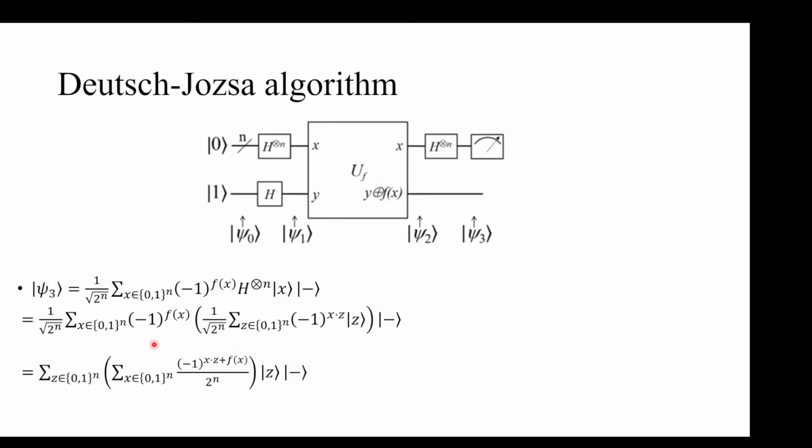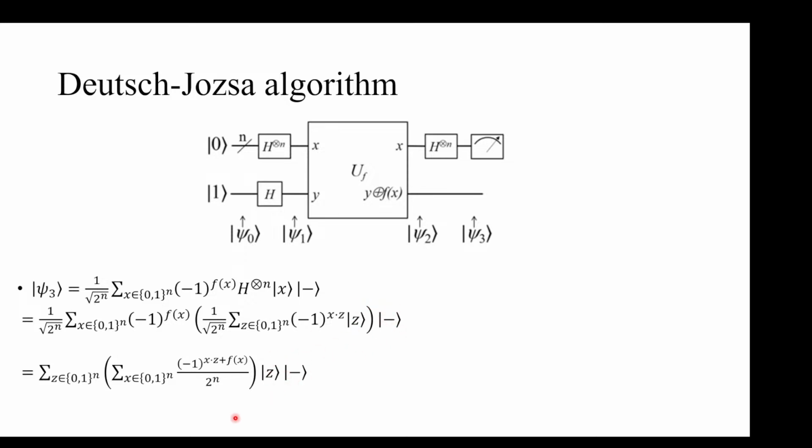Now we group things together. We kind of change the order of summation, which is something we want to do a lot. So we sum over z, and now we group everything with x together. Everything with x, you have the summation over x, and (-1)^f(x) times (-1)^(x·z). So you have (-1)^(x·z + f(x)). And we also put these two amplitudes together, so it's 1 over 2 to the n here. Then we're left with the actual state, which is |z> tensor minus.